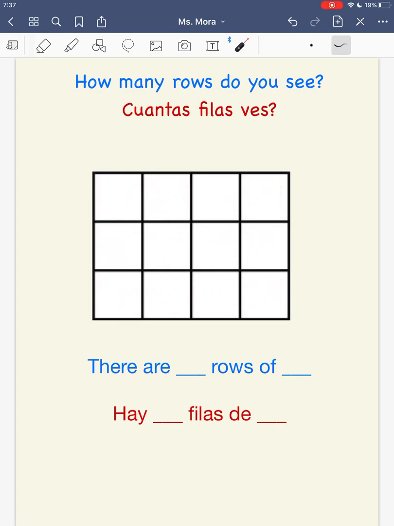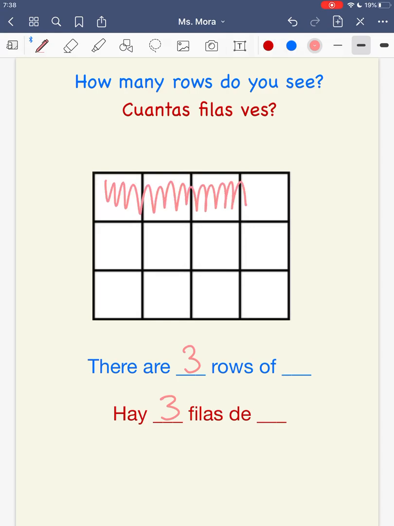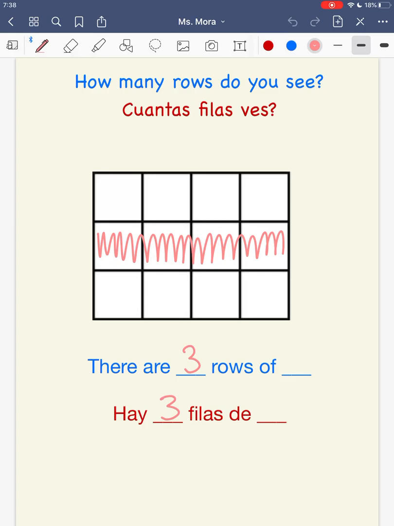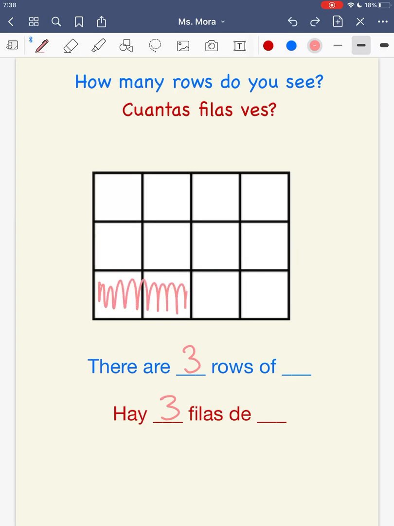So we're going to say that there are 3 rows, hay 3 filas, and in each row, this top row has 1, 2, 3, 4 squares in that row. The second row has 1, 2, 3, 4 squares, and the third row has 1, 2, 3, 4 squares. So there are 3 rows of 4. Hay 4 en cada fila, así es que hay 3 filas de 4.